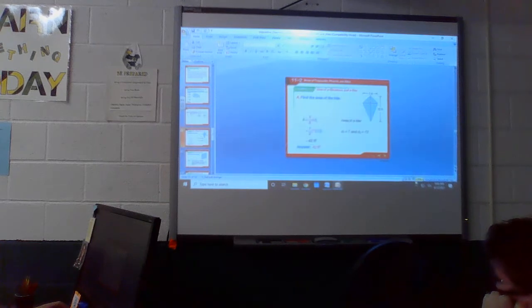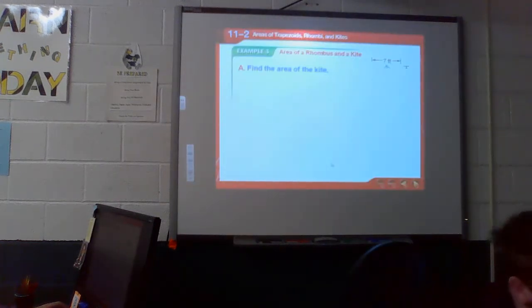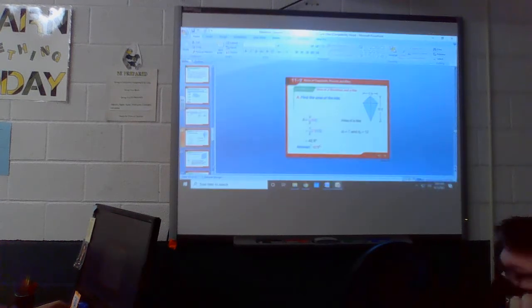And then our kites, or our rhombus. So this one, they basically don't do anything special. They just give you the 2 diagonals. And so I'm going to take 7 times 12 and divide by 2. Right? D1 times D2 divided by 2. And the same thing will happen in a rhombus.